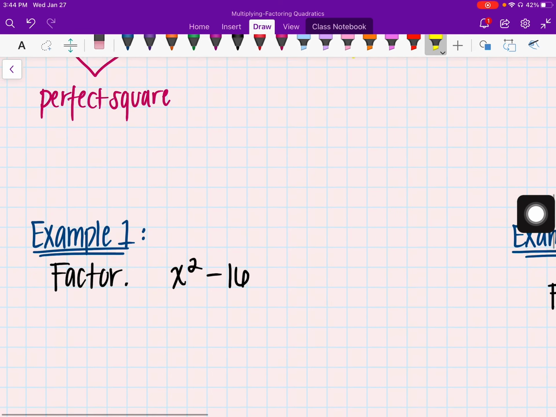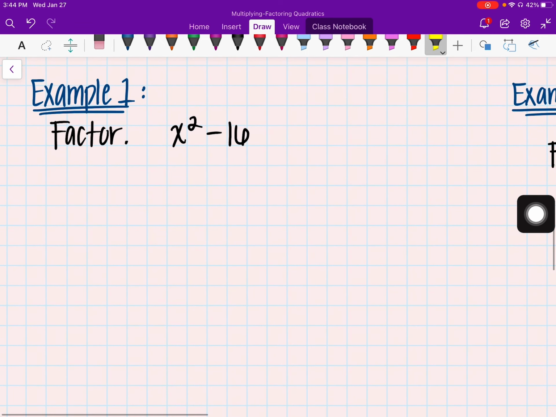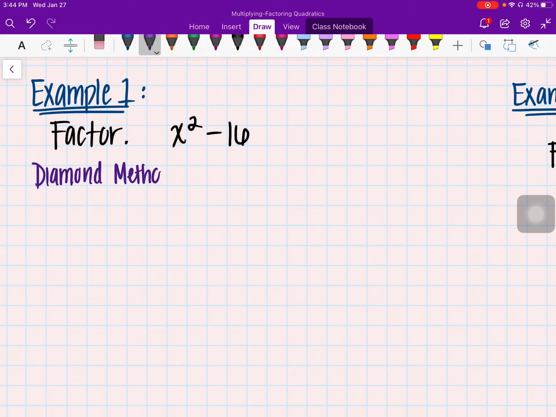So let's go ahead and move on to example one, guys. Here is example one. We have x squared minus 16. And there's actually two ways you can approach this. One of the ways is using the formula. The other way is using the diamond method. So let's go ahead and start with the diamond method, which is the one that we are more familiar with. So when we're doing the diamond method, we want to identify what A, B, and C are.